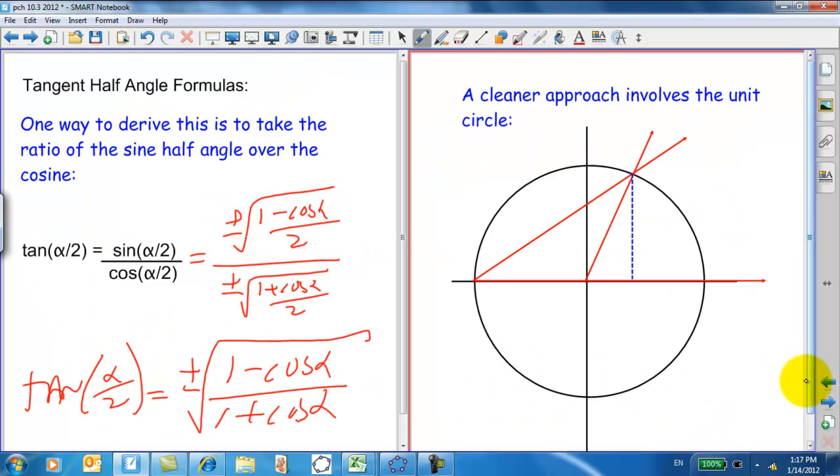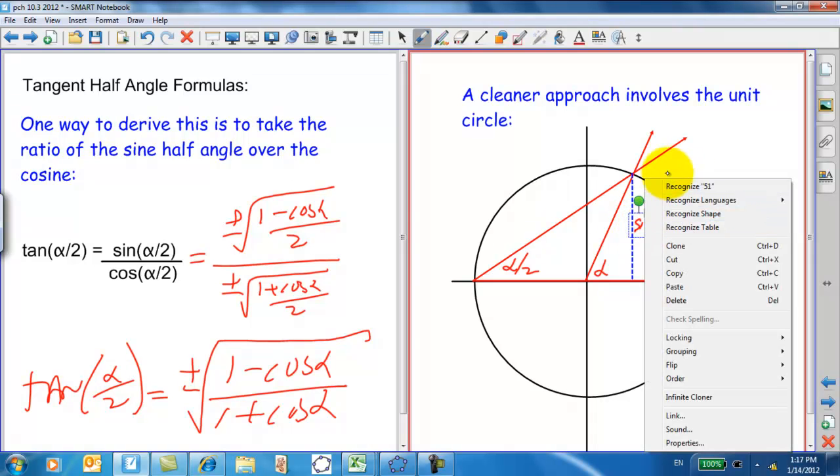I find a crisper version of this is when you go back to the unit circle. Here's our alpha, and here's alpha over 2, because we're inscribing this angle as an inscribed angle on this central angle of alpha, and it's exactly half. That's a theorem from geometry. And then from the unit circle approach, remember this vertical distance is the sine of alpha.